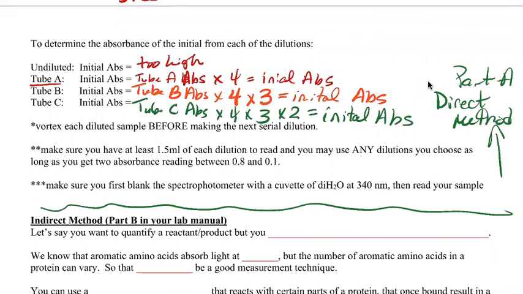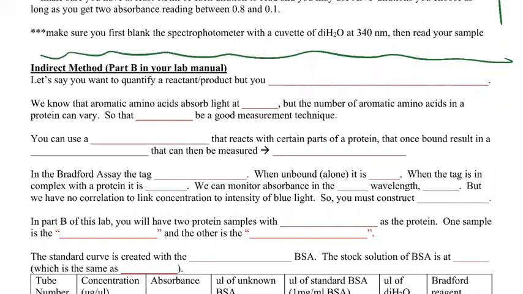So now we're going to talk about part B. This is called the indirect method. In the indirect method, the problem is that you have this reactant or product, but you do not have a unique extinction coefficient. You don't have a unique extinction coefficient. So if you don't have the unique extinction coefficient, you can't do a direct method. So you've got to think about what else could we do?